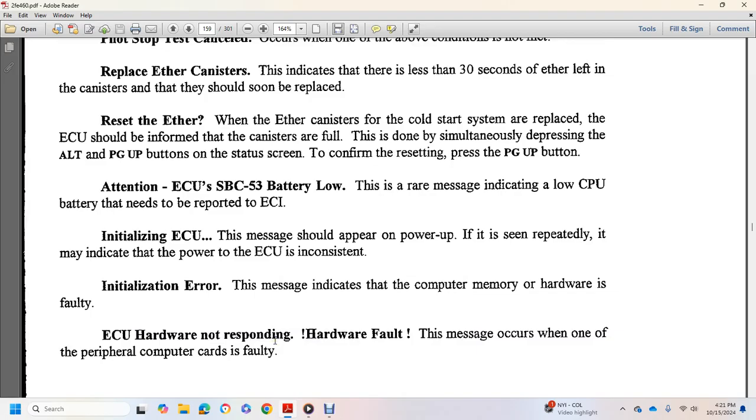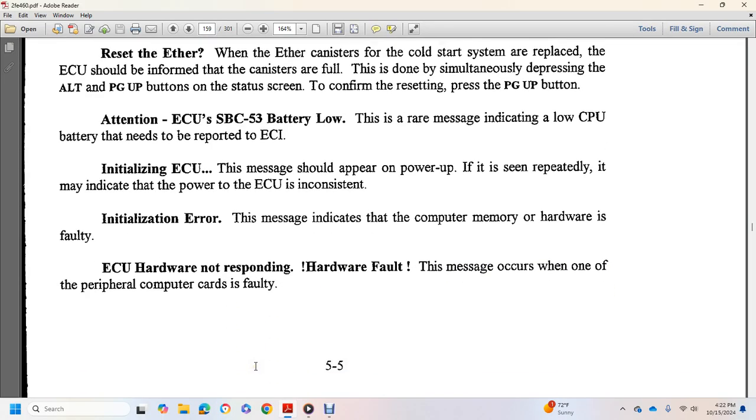Initializing error. This message indicates the computer memory and hardware is faulty. Engine control unit hardware is not responding. Hardware fault. This message occurs when one of the peripheral computer cards is faulty.